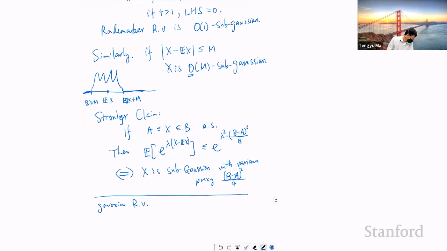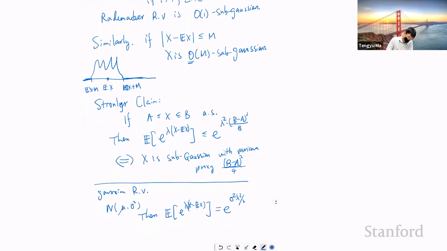So as we motivated it, right? If x is from N(mu, sigma square), then I guess formally you can prove the following. You can show that the expectation of e to the lambda times (x minus EX), you can compute this. Actually, this is exactly equal to e to the sigma square lambda square over 2. So that's why it's sub-Gaussian with variance proxy sigma square. Okay.